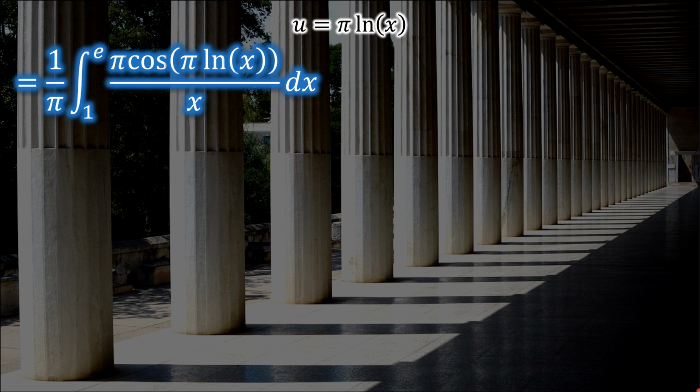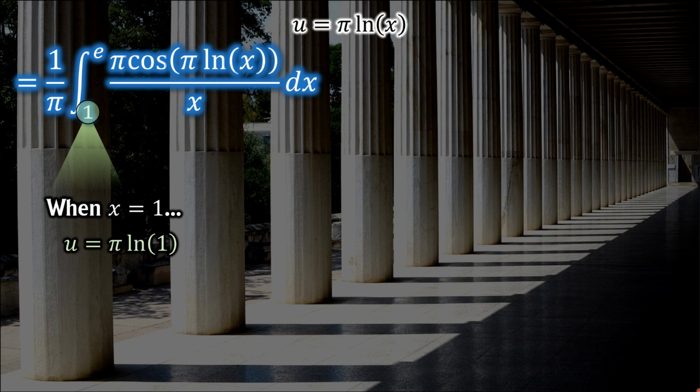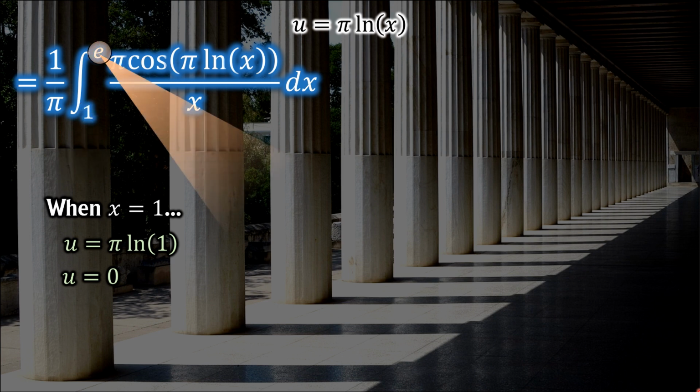So we've got a couple of ways to proceed from here. One would be to say, I'm going to look at this 1 and the e, and change the limits of my integral so that instead of being in terms of x, they'll be in terms of u. Well, when x equals 1, u would be pi times the natural log of 1. Natural log of 1 is 0, so u would be 0. And when x is equal to e, then u would be pi times the natural log of e, which is pi, since the natural log of e is 1. And so here I'm just working out what the values of u would be when x is at each of its limits.